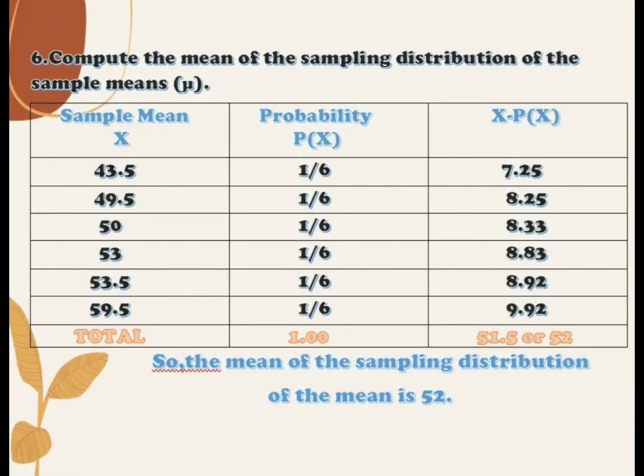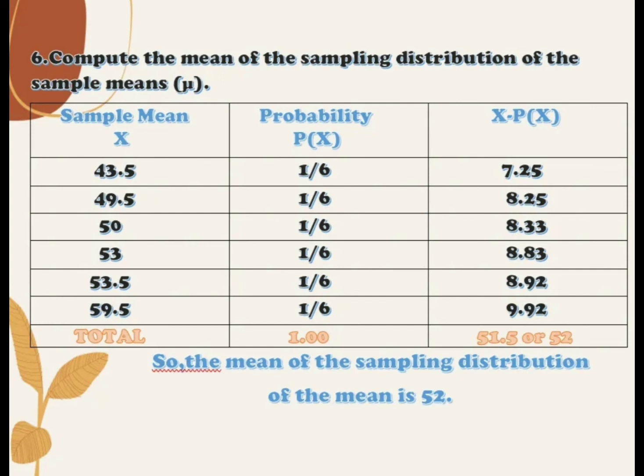Step 6. Compute the mean of the sampling distribution of the sample means. To compute it, I multiply the sample mean by its corresponding probability. Here, 43.5 is multiplied by 1/6, which is why I got 7.25. 49.5 multiplied by 1/6 is equal to 8.25. 8.33, 8.83, 8.92, and 9.92 are the results of multiplying the numbers 50, 53, 53.5, and 59.5 by 1/6.